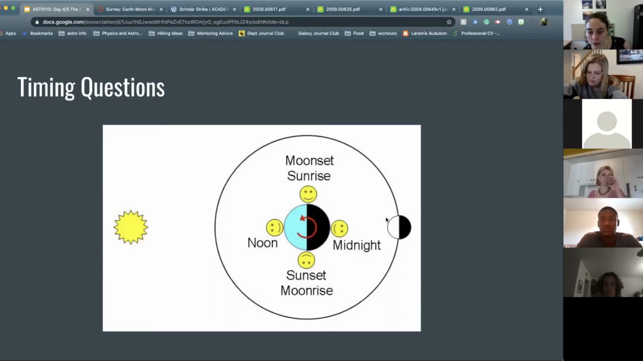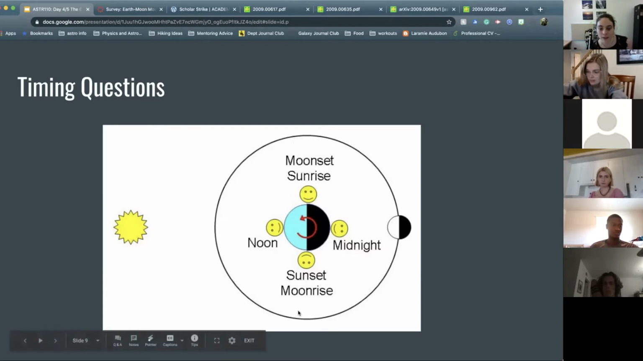So if the full moon is directly overhead, we know it has to be midnight because the sun has to be on the other side of the Earth. That's why we're seeing the fully illuminated moon. The new moon is always going to be overhead exactly at noon. You can't see it during the day, but also there's nothing really to see. The first quarter would be right overhead at sunrise. The third quarter would be right overhead at sunset.